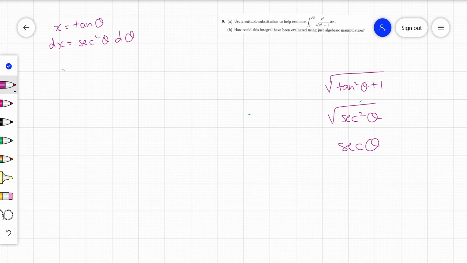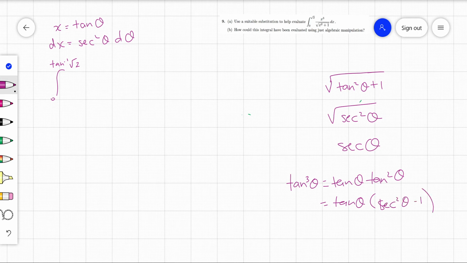All right, if we change the limits to theta, tan 0 is 0, and we don't have anything nice for root 2, so we just put inverse tan of root 2 there. Now x cubed is tan cubed theta, so that's made up of a tan theta and a tan squared theta. So tan theta and sec squared theta minus 1.